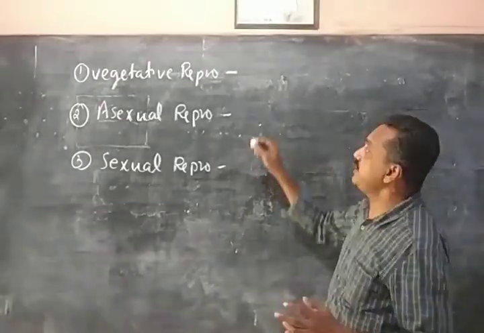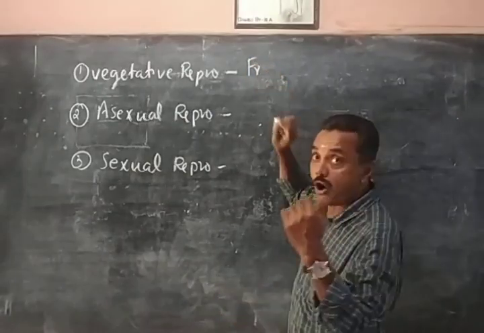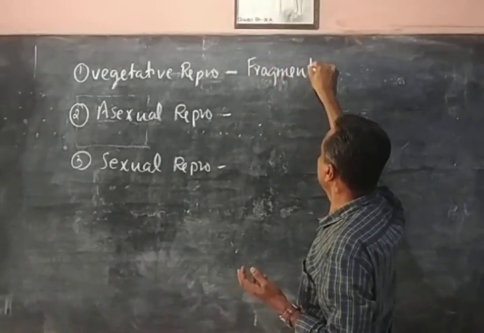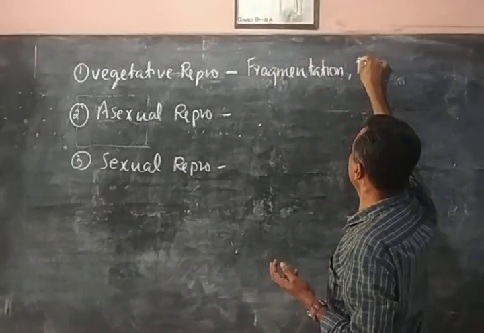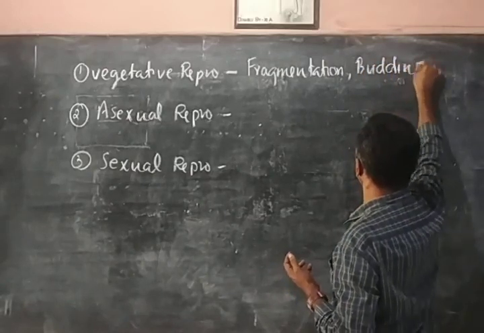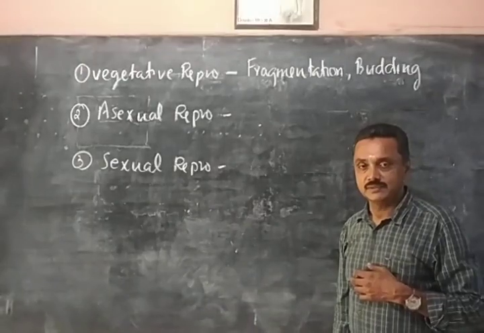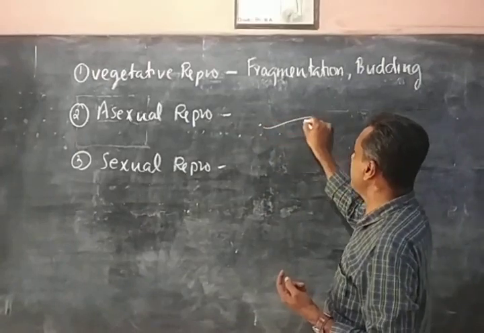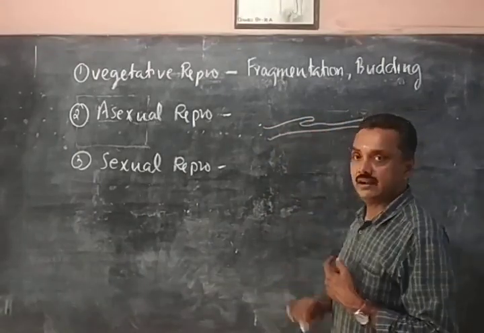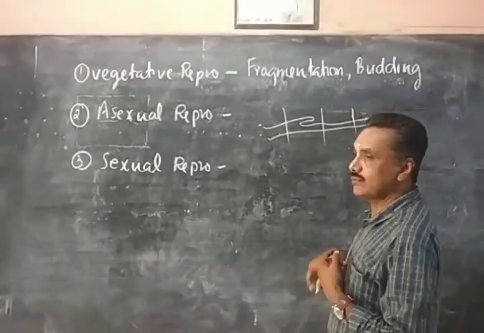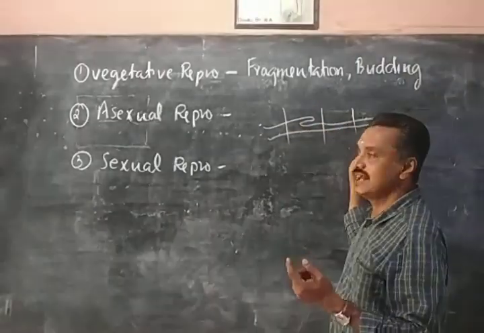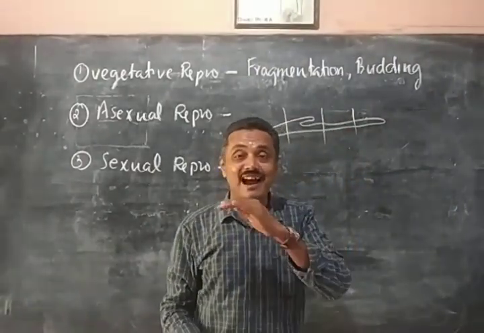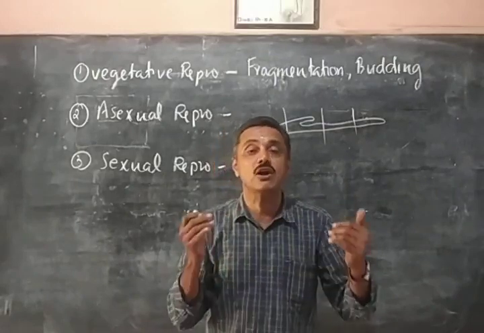Vegetative reproduction is a very common and very easy method. That method is called fragmentation, or another example called budding. In fragmentation, fragment means piece: the hypha breaks into pieces. As you know, garden plants like rose or sugar cane are multiplied by cutting into pieces. That is called fragmentation.